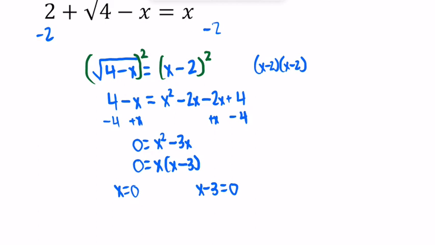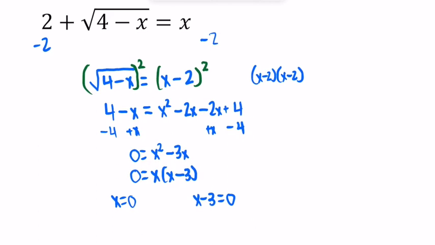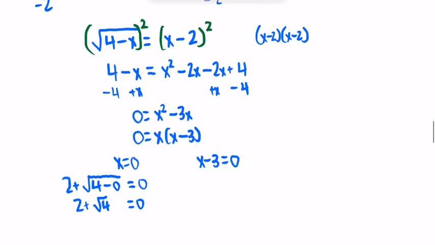Now we check these in the original equation. First, we put 0 in both spots for x. 2 plus the square root of 4 minus 0 equals 0. Well, 4 minus 0 is 4, so we have 2 plus the square root of 4 equals 0. The square root of 4 is 2, so we have 2 plus 2 equals 0, but that's false. So x equals 0 is not a solution to that equation.